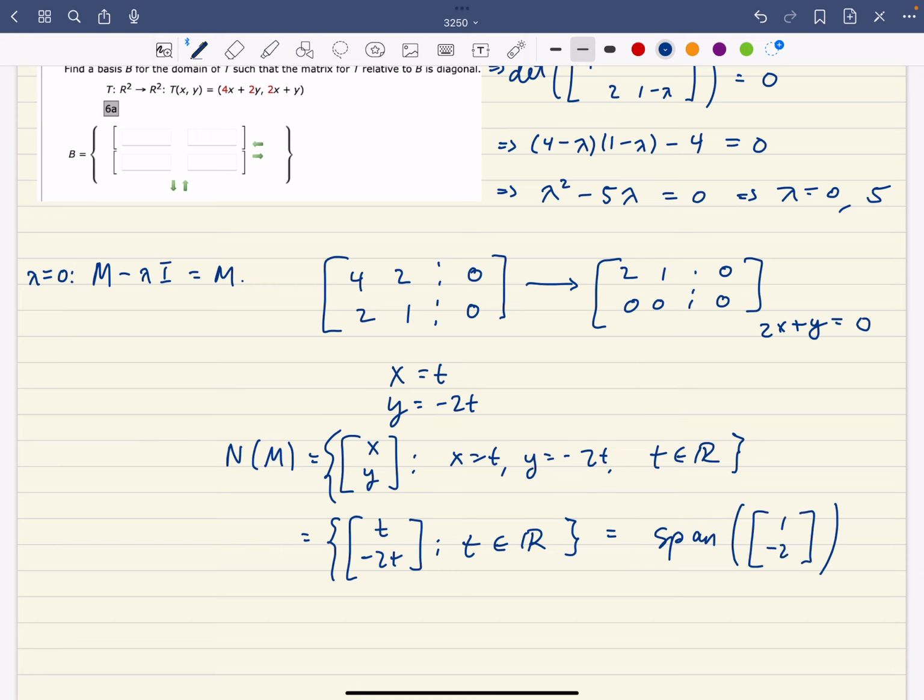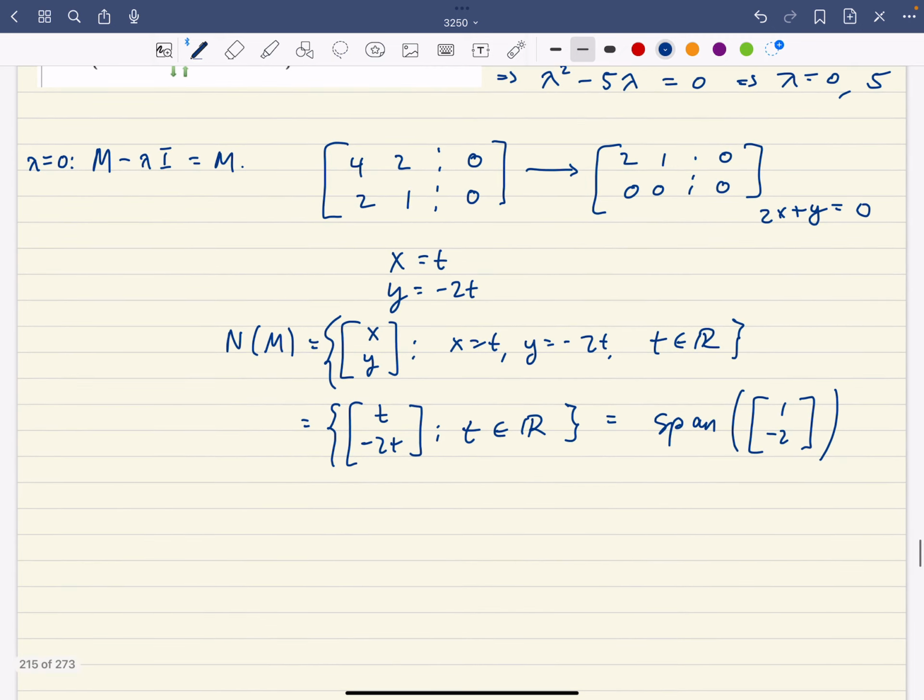Okay, and so that's the null space of M. And so our 1 and negative 2 will go here. For whatever reason, WebAssign wants to list these across each row instead of each column. That's fine. So WebAssign wants these as row vectors. Anyway, so we did that for lambda equals 0, and then for lambda equals 5, we'll do the same thing.